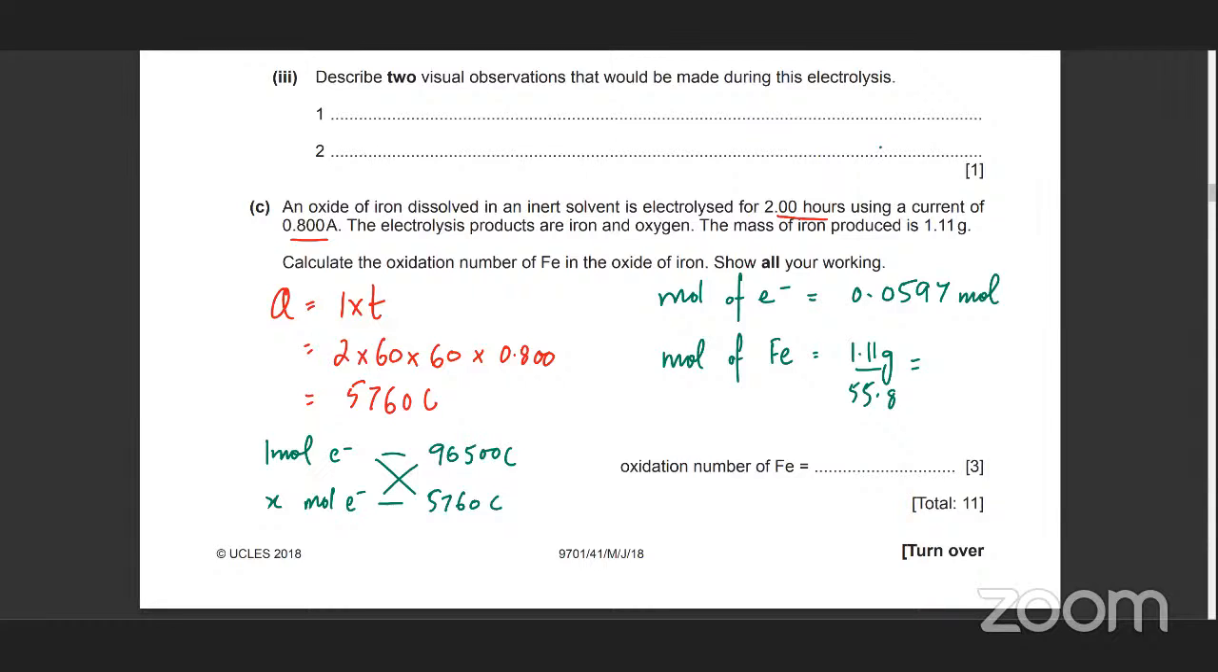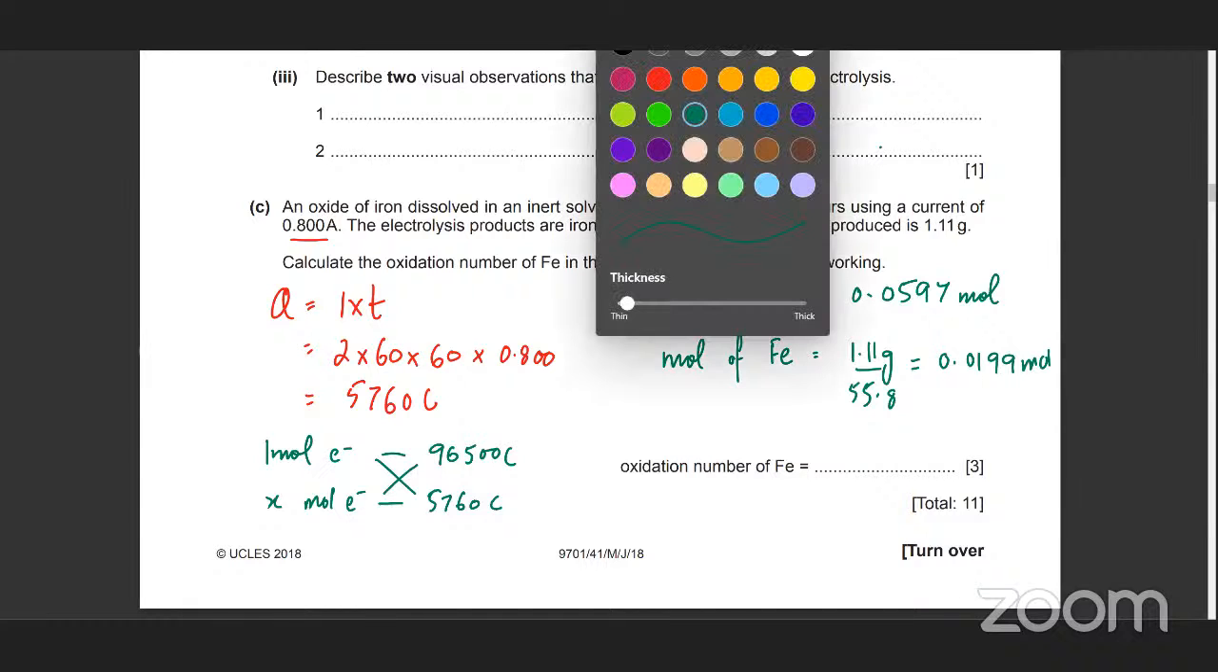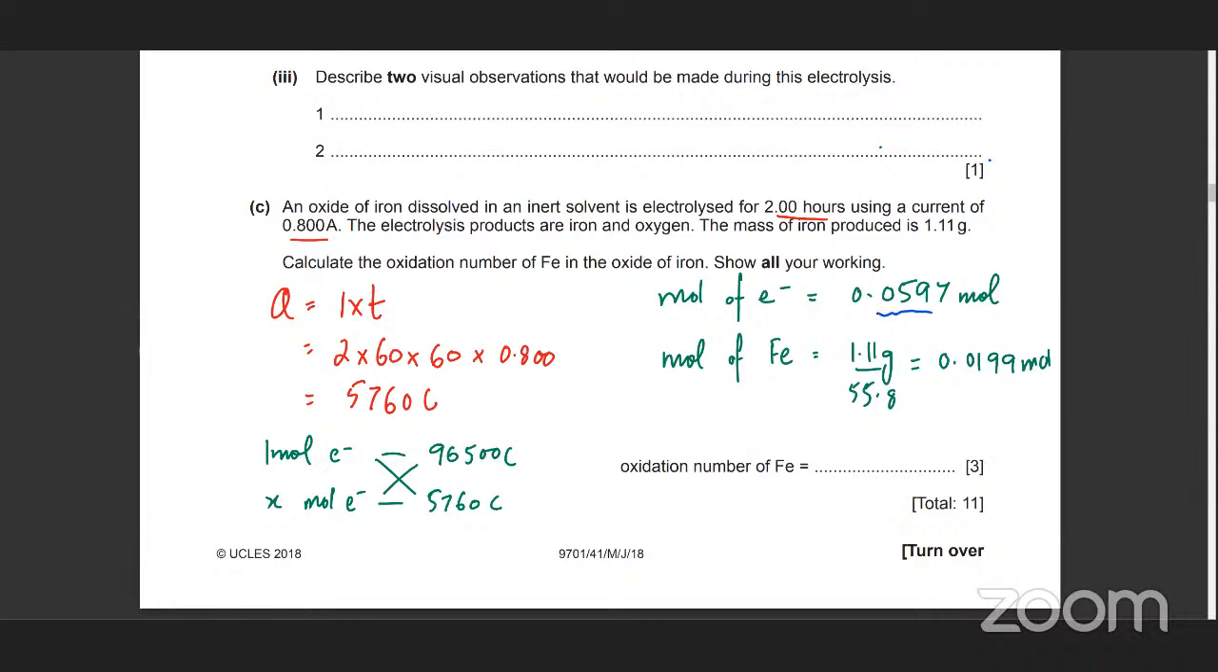Is it 0.0199? So 0.0199, right? Yes, I think 0.0199. So these are the moles of iron that you're getting. What's the ratio of iron and the number of electrons? You can probably see this. It's 1:3, I think, right? There's Fe and 3 electrons. If you look at the ratio over here, that's 1:3.